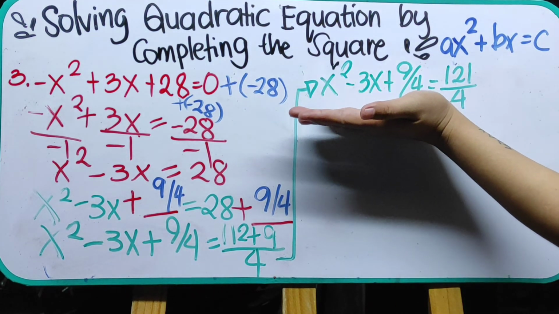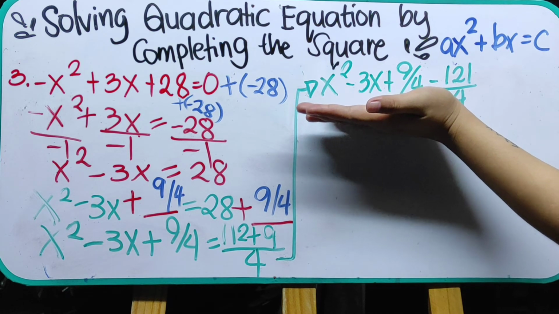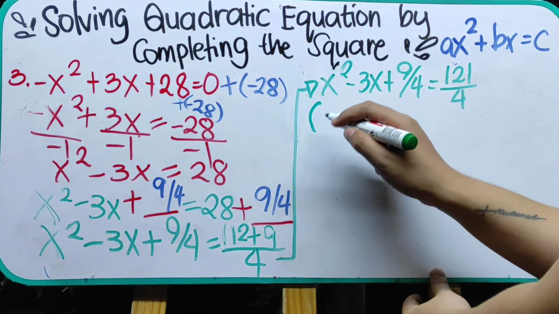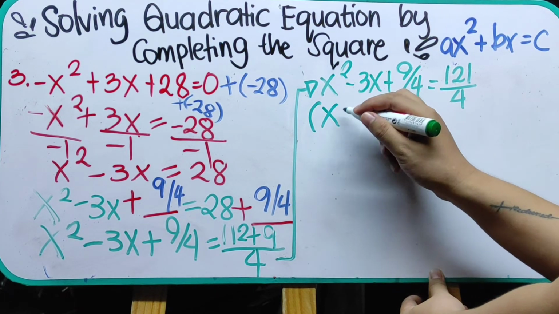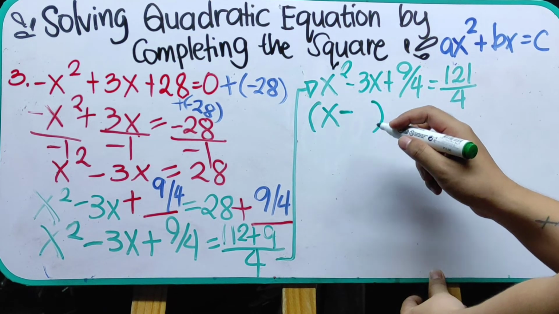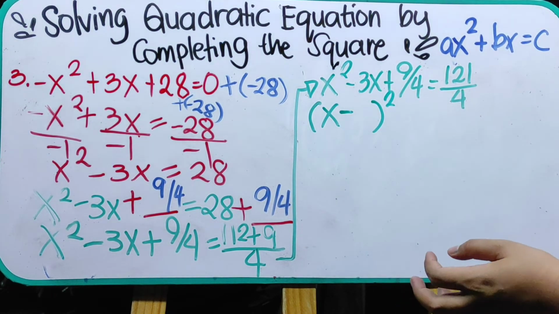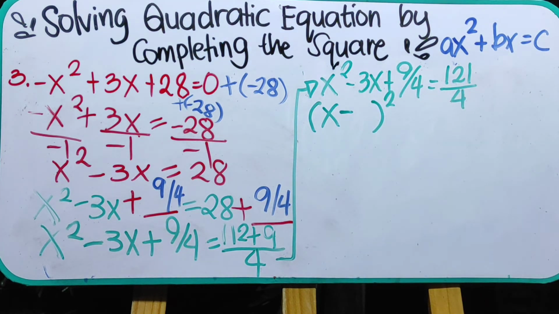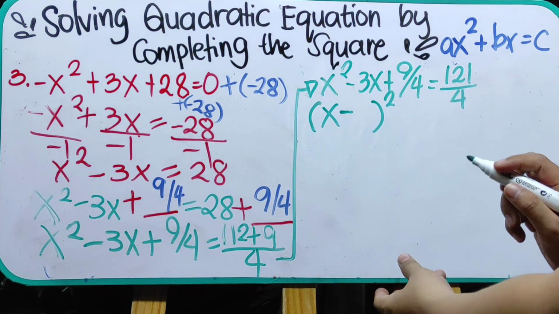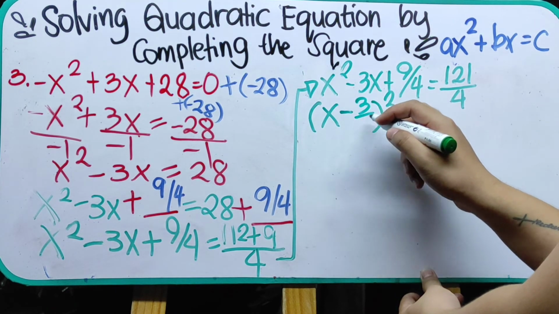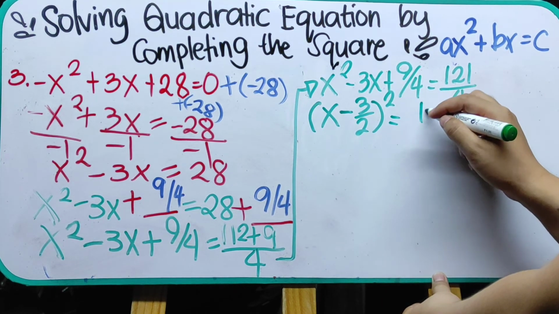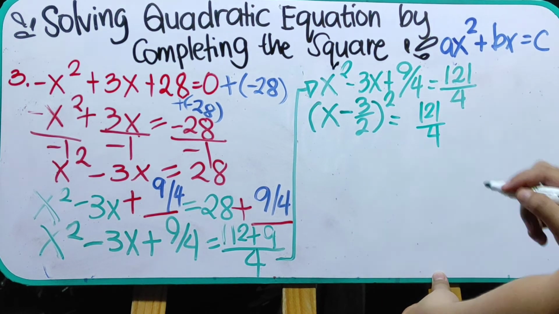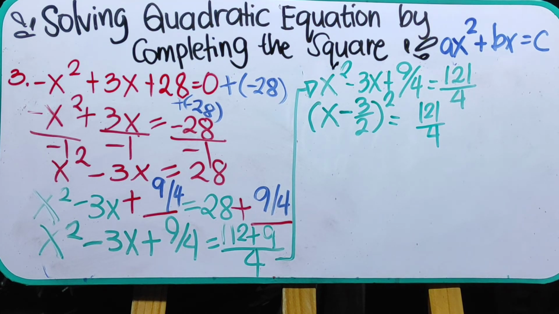Express the perfect square trinomial into square of binomial. So, again, open parentheses, copy the variable used, which is x. And then, since minus to, minus lalagay nyo dyan. Then, close parenthesis squared. So, paano po yun ang ilalagay natin dito? Yung kalahati ng value ni b. So, since ang b natin ay 3, kalahati niya, that is 3 over 2, or 3 halves. Then, equals 121 over 4.